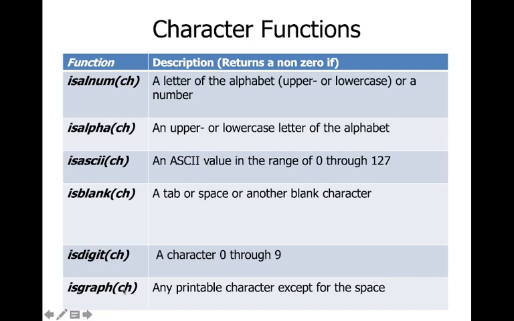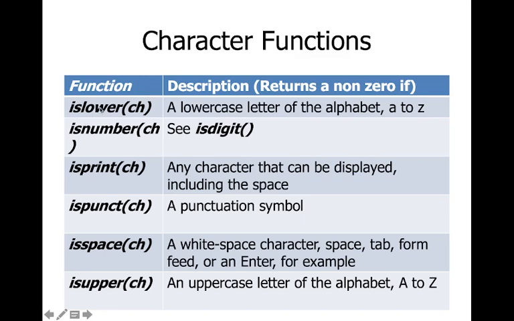Then isgraph is there. It will check whether it is any printable character except for the space. Tab and space are not such characters. If it is such a character, it will return a non-zero value, that is true. Then we have islower. It will check whether it is a lowercase alphabet a to z. It will return a non-zero value if it is lowercase. Then isnumber is there. It is the same as isdigit. We have already seen that. It will return a non-zero value if it is a digit from 0 to 9.